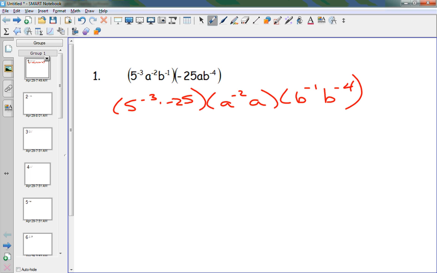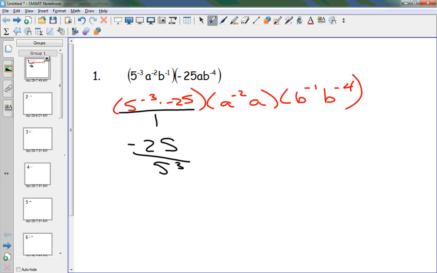Why am I saying that? Because I have to put this over 1. And if it was a negative exponent at the top, where does it go? To the bottom. The negative 25 says it's a negative number. The 5 to the negative 3 goes to the bottom to make the exponent positive. Are we all good with that?